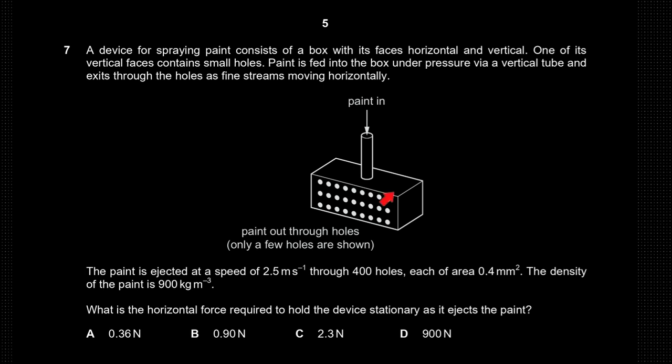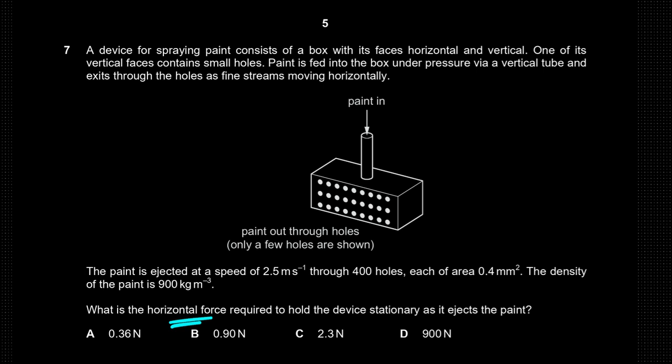So the idea is this, that as this paint would be ejected, basically there is a force which the device applies on the paint. By Newton's third law, there would also be a force that the paint applies on the device backwards. And because of Newton's third law, both of these are equal. So here I need to find the force. Now this is the case where you have the paint which is ejected with this speed. You know the total area corresponding to each of these holes, and you also know the density. So you need to find the force here.